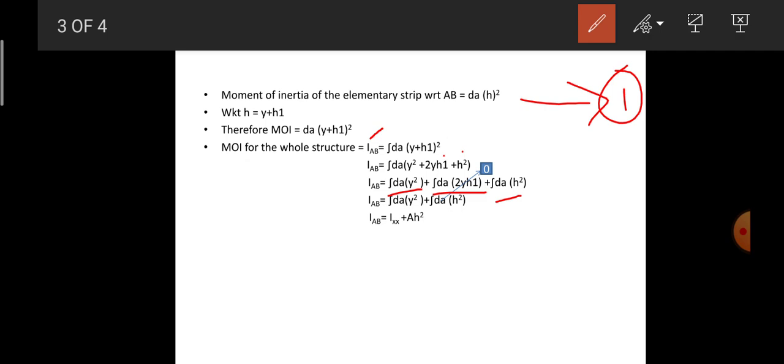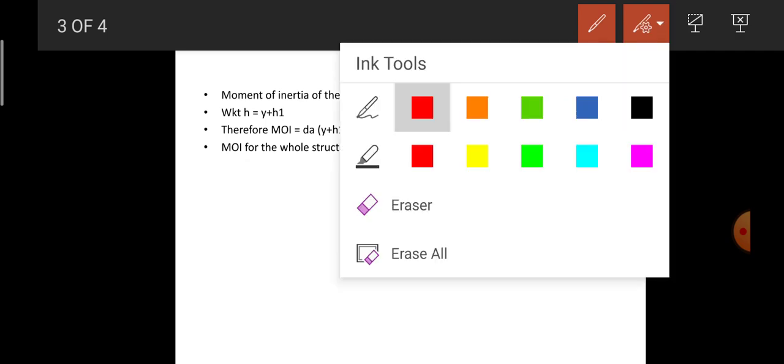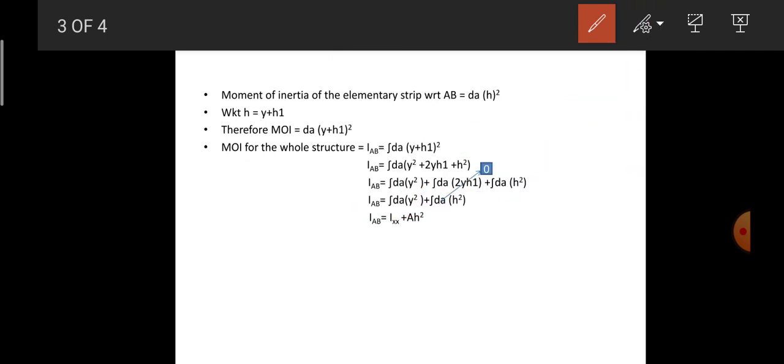Here, integration of dA into 2 times y h1 will be equal to 0. Why? Because the value of y is equal to 0. In that case, the overall expression will be equal to 0. Therefore, we are left with integration of dA into y square plus integration of dA into h1 square.